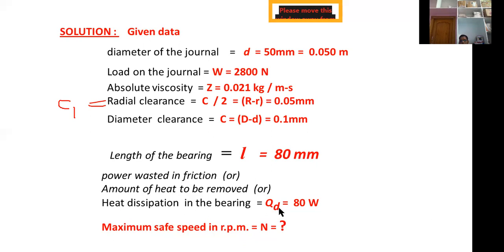But I consider this value, amount of heat dissipated equal to amount of heat generated. I consider this QD as QG. In this particular problem only, I consider that no artificial cooling is required. That means amount of heat generated equal to amount of heat dissipated.